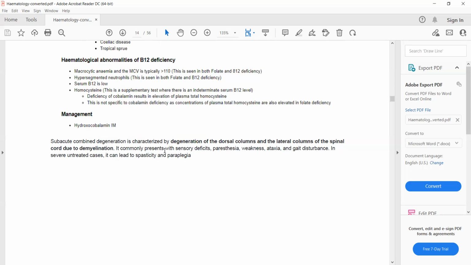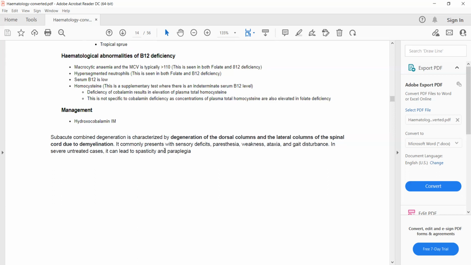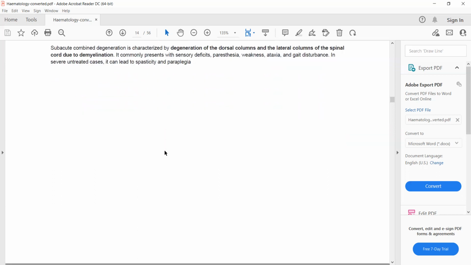What is subacute combined degeneration? It is characterized by degeneration of the dorsal column and lateral column of the spinal cord due to demyelination, because as I told you, vitamin B12 is required for myelination of the nerves. Dorsal column is involved in touch, position and vibration sensation. So that's why the patient will have paresthesia, loss of vibration sensation and ataxia in case of subacute combined degeneration.